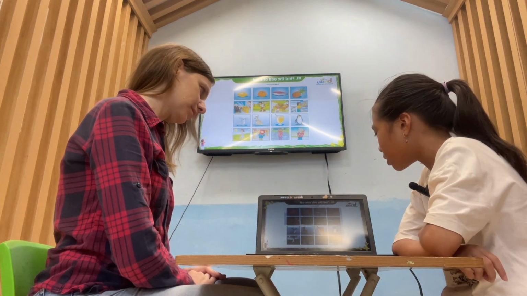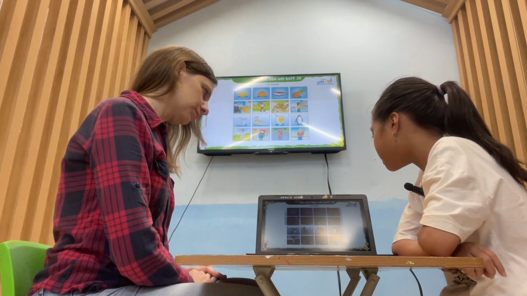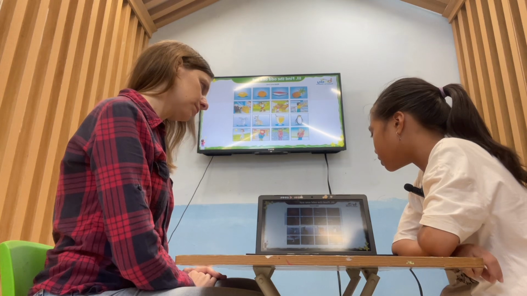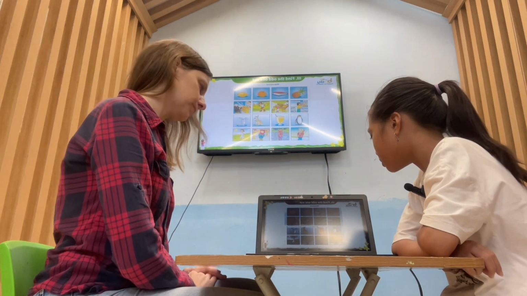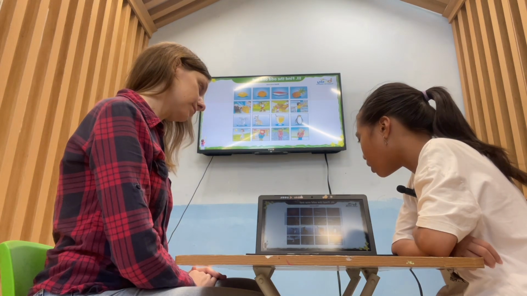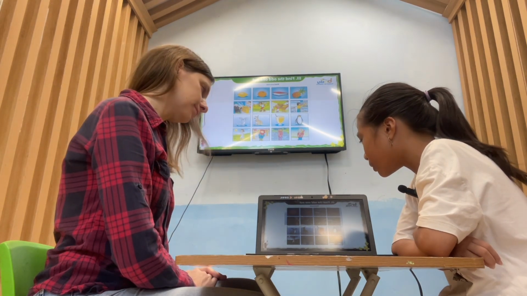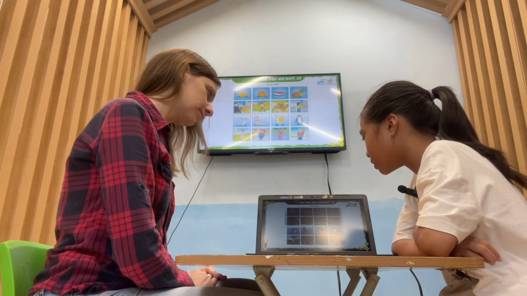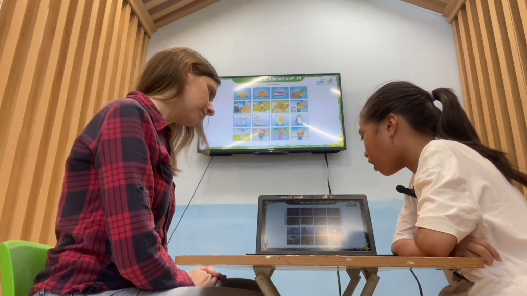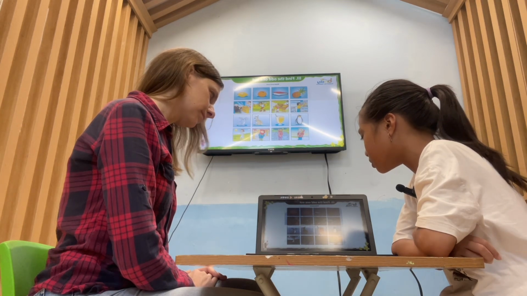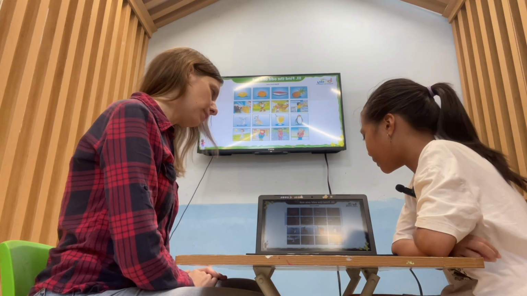Picture one is... picture two, because picture two is not food. Two is picture three, because pictures one, two, and four, they show some food. Mm-hmm. They go shopping. They buy food.